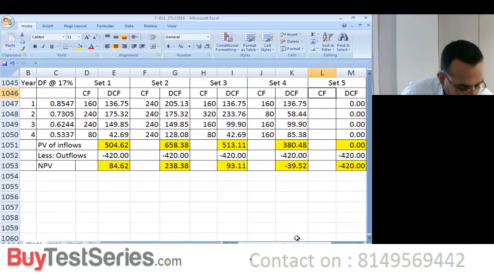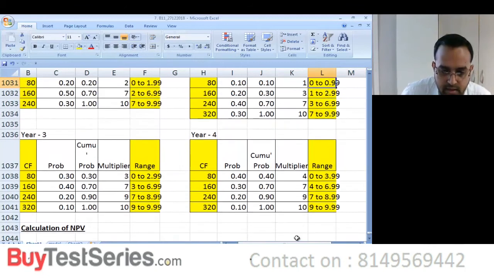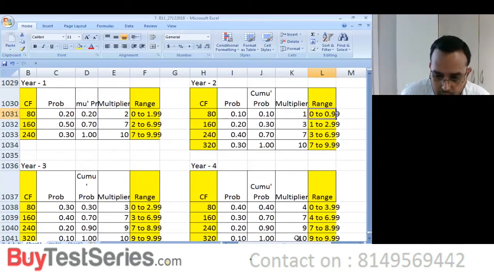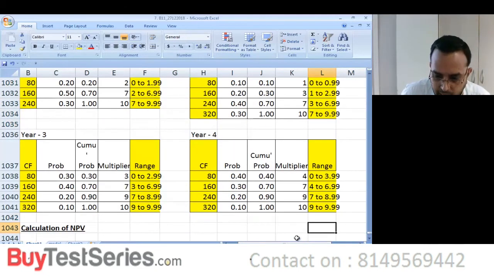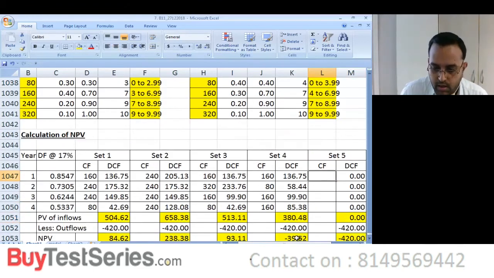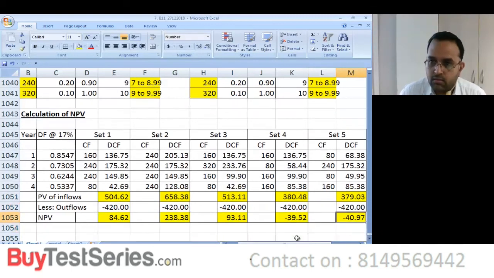Set 5. Set 5, it's 0305. The values are 80, 240, 80, 160. Net present value is minus 40.97, right?